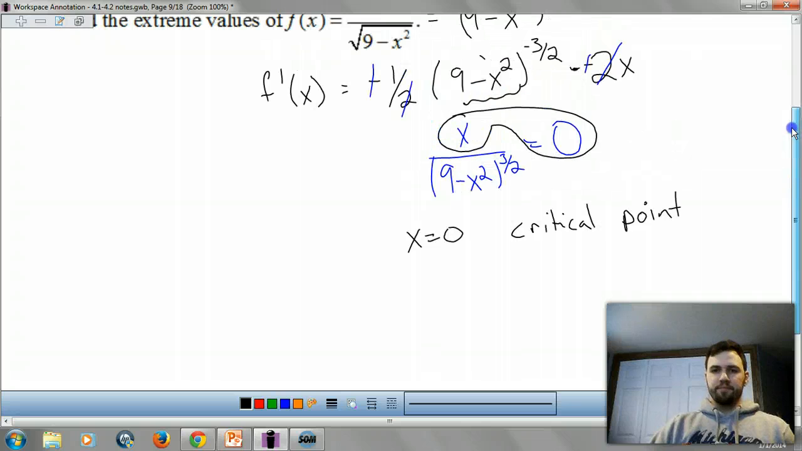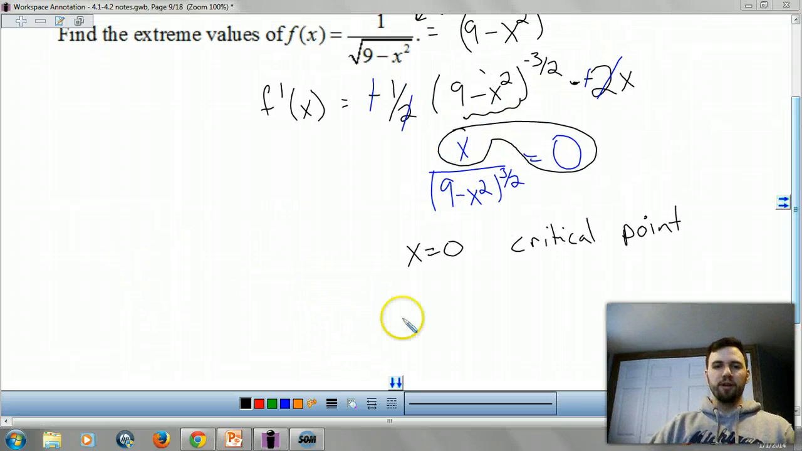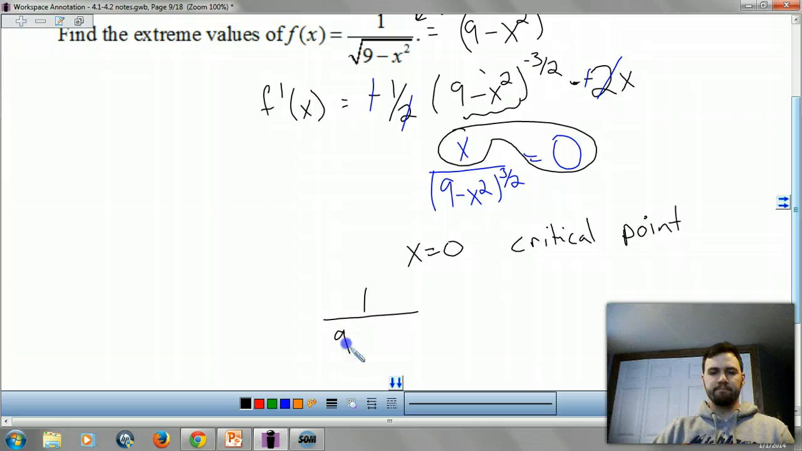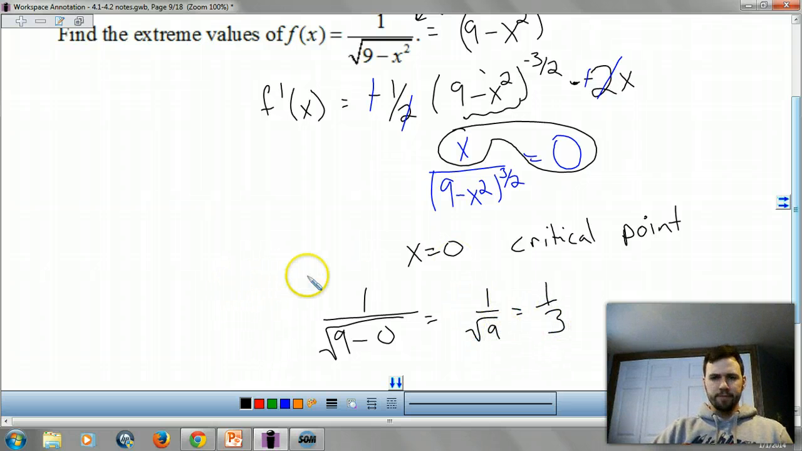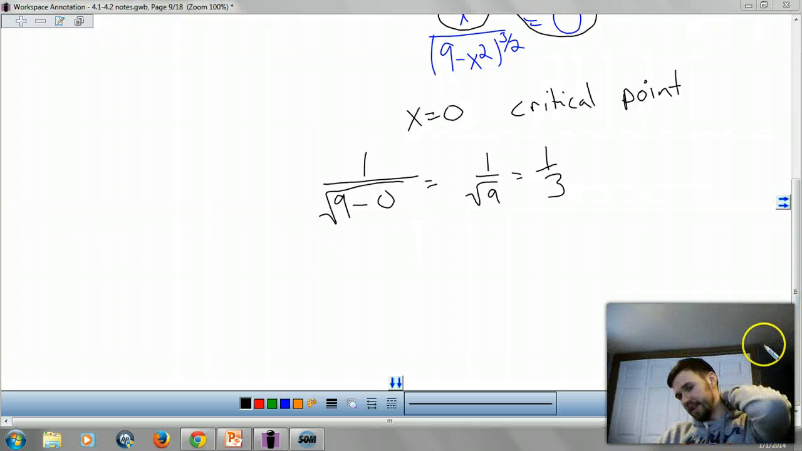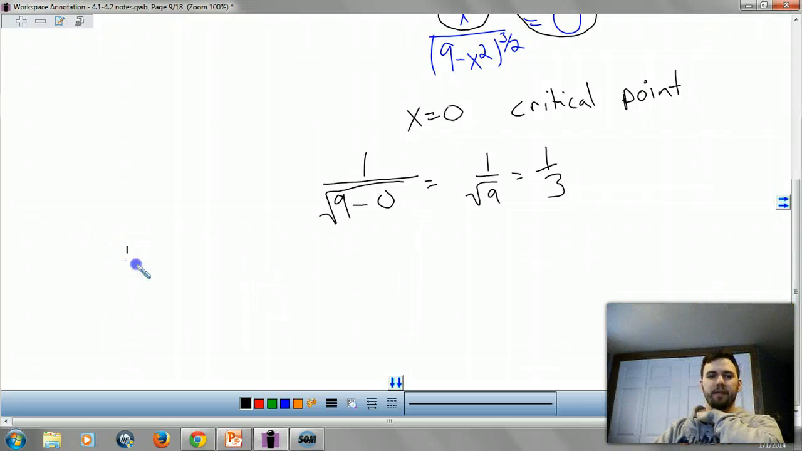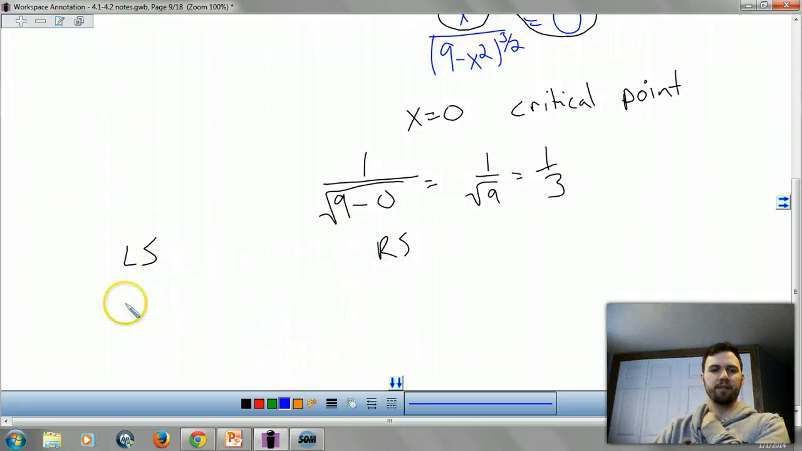So we're going to take that and plug it into our original equation. You get 1 over square root of 9, which is 1/3. What's that mean? Is it a max or a min? Well, what you have to do is pick a point on the left and the right side, left side, right side, and see what happens.